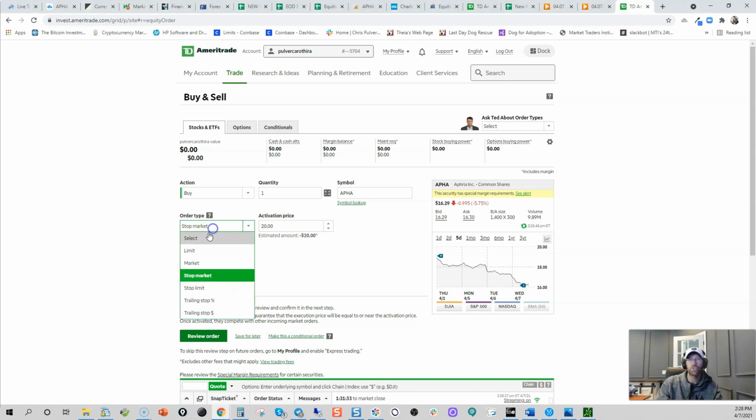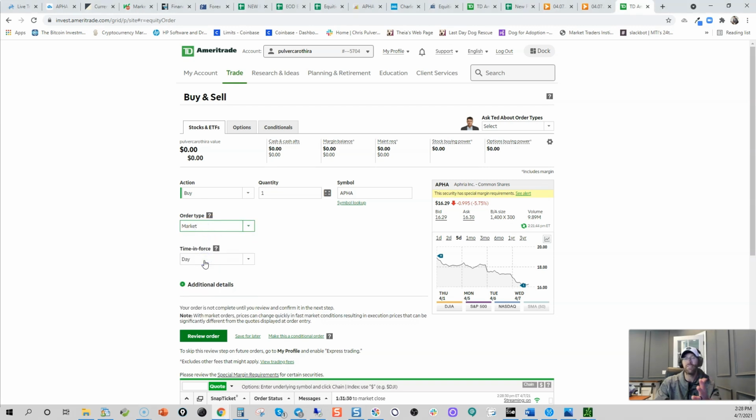If I want to get into the trade right now, so let's say that I don't think it's going to come back to $10. I think 16.29 is a good price. I could actually buy 1 share of APHA right now at market price, which right here, according to this quote, is around $16.29. So I could place a market trade for today and review the order and submit that trade. And that would get me in the market right now with one share at 16.29.